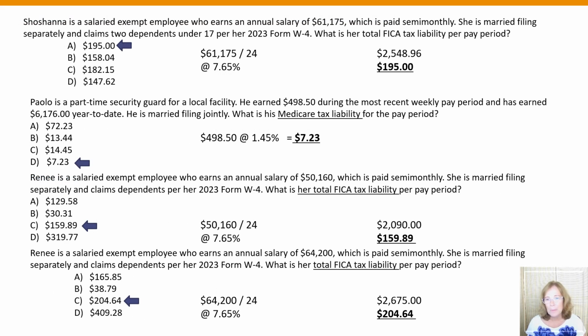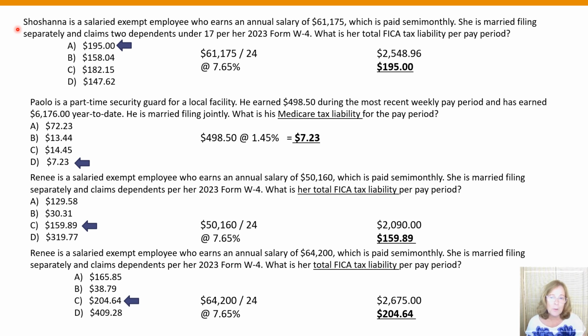Here, for more examples, let's start with the first one. Shoshana is a salaried exempt employee who earns an annual salary of $61,175, which is paid semi-monthly. She's married, filing separately, and claims two dependents under 17 per her 2023 Form W-4. What is her total FICA tax liability per pay period?